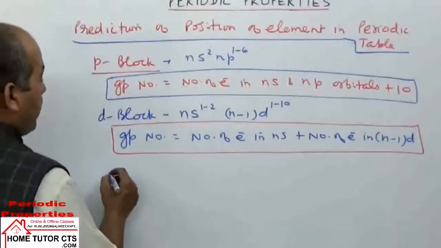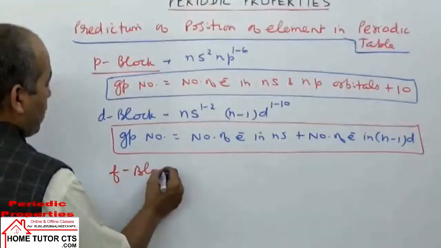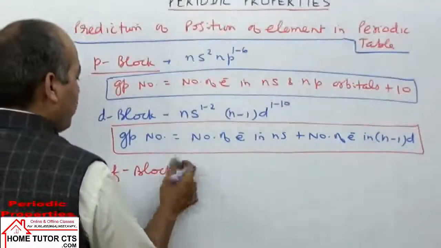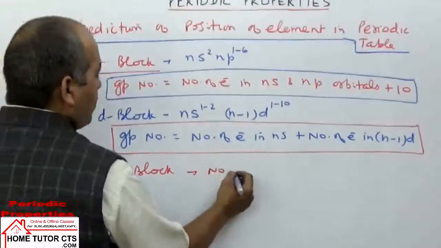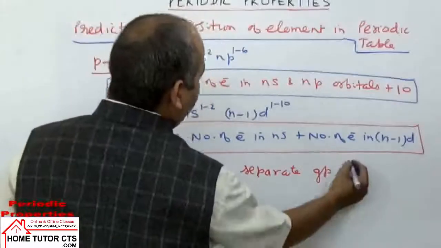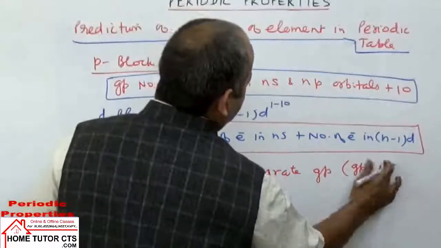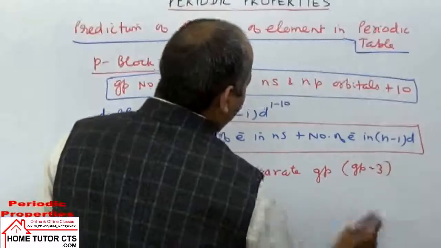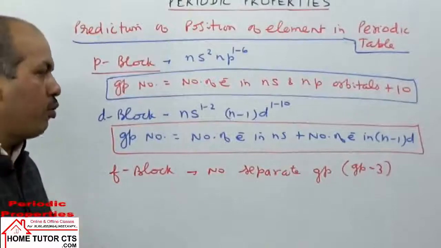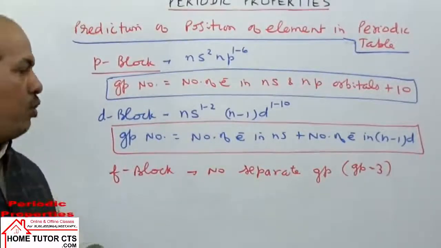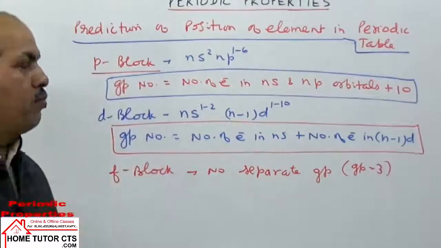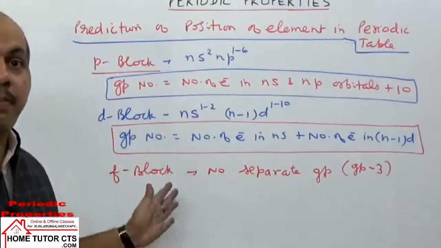And then we take the f block elements. For them there is no need of a group because there is no separate group. All are placed in group 3 only. For these f block elements there is no separate group. If at all we want to write, we can write them only for the third group elements. They follow lanthanum or actinium.